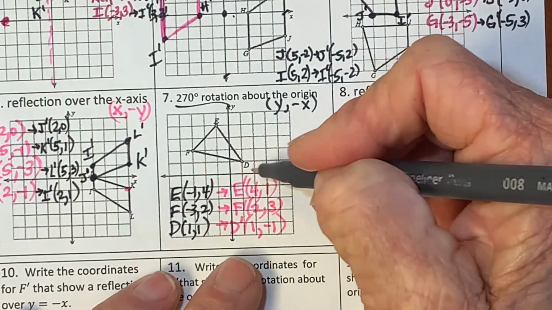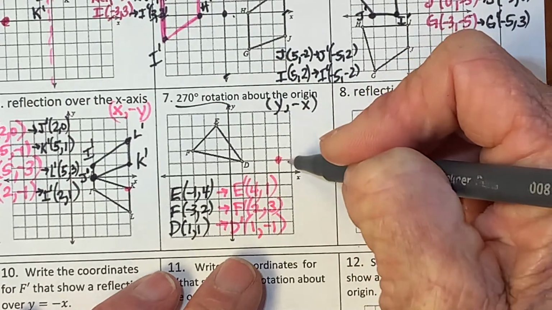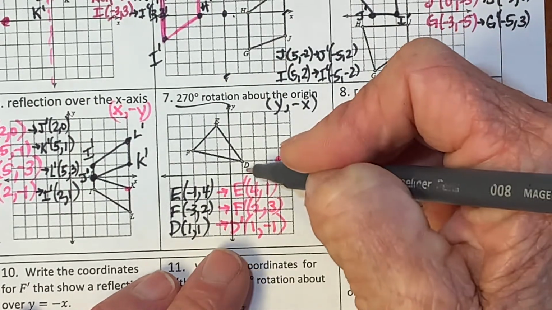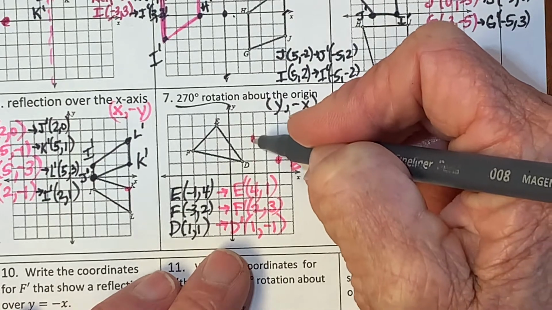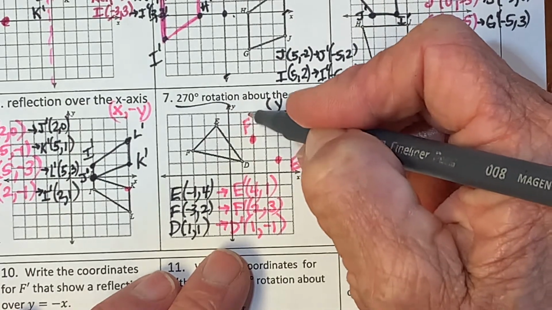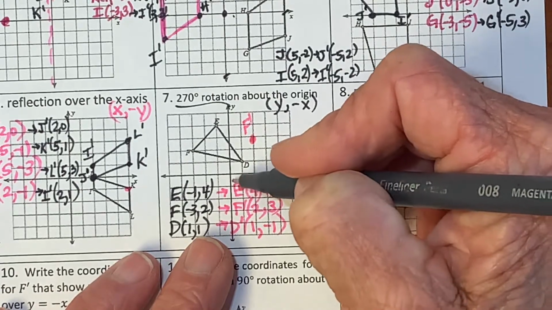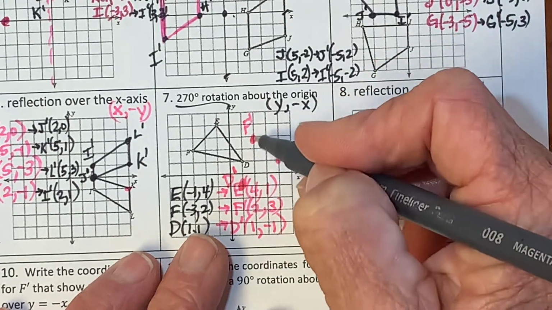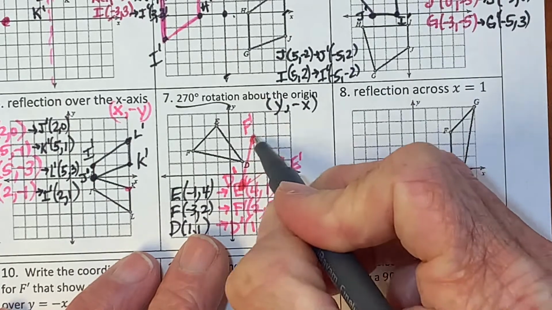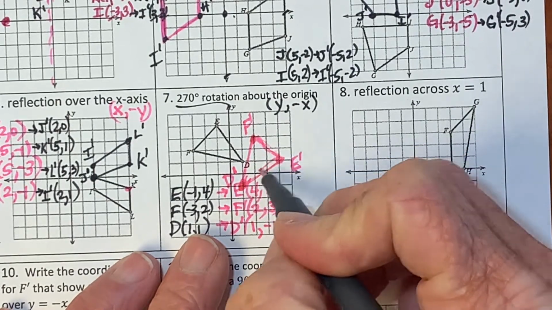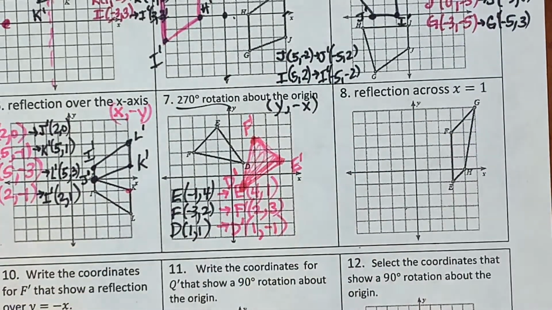So over 1, 2, 3, 4, up 1 is E prime. F prime is over 2, up 3. And D prime is over 1, down 1. It's right there where I was writing. My apologies. So our triangle looks like this here after that rotation.